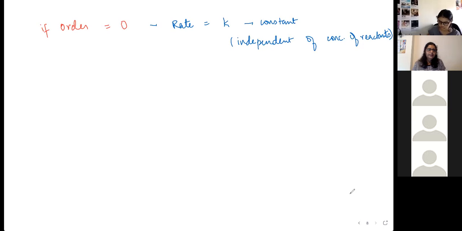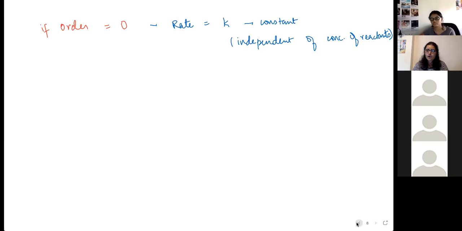Suppose you're manufacturing something and it involves a zeroth order reaction. Suppose the reaction order is zero. Then if you change the concentration of the reactants, that's not going to affect the rate at all. So you need to look at other factors if you want to speed it up or slow it down. This is an important thing.